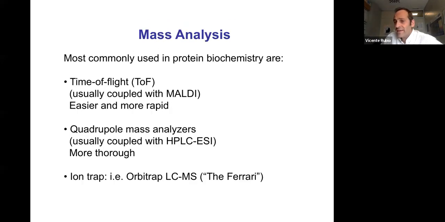Then we have the device that allows separation of proteins depending on the mass to charge ratio, or the mass analysis, which is depending on the time of flight of those peptides, or those that are based on quadrupole mass analyzers, and also those that are based on ion traps. For example, the Orbitrap, which is actually the so-called Ferrari of mass spec equipments.